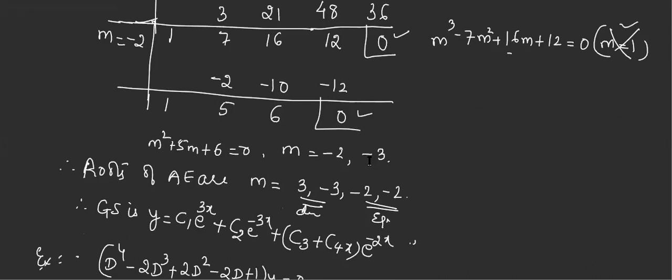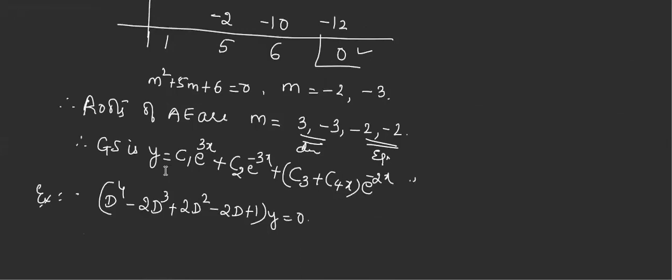Roots can be written directly. So combine all the roots and write down as biquadratic. We are getting the 4 roots. In this, 3 and -3 are real and distinct. -2 are real and equal. So the CF or the general solution is written in this format.